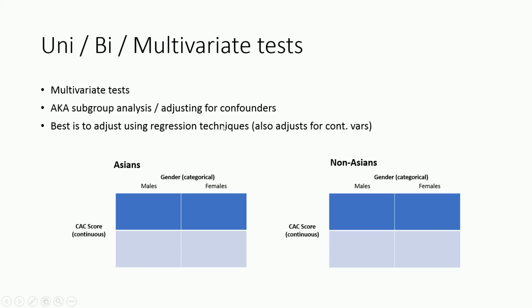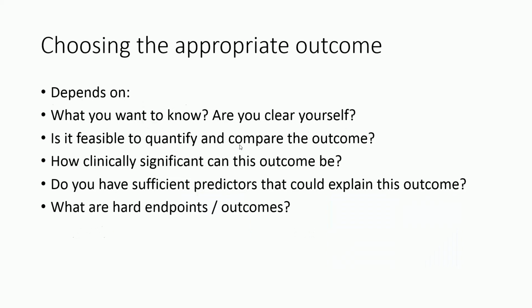Now, this is one of the ways to adjust for confounders, and this is basically adjusting for categorical confounders, like for example Asians or non-Asians. But what if there was a continuous confounder or continuous variable? The best way to adjust for the continuous or categorical variable is to use different types of regression techniques, which we'll see in the upcoming videos. But this was just a quick understanding of what is uni, bi, or multivariate analysis, or how to use multiple variables to analyze data.